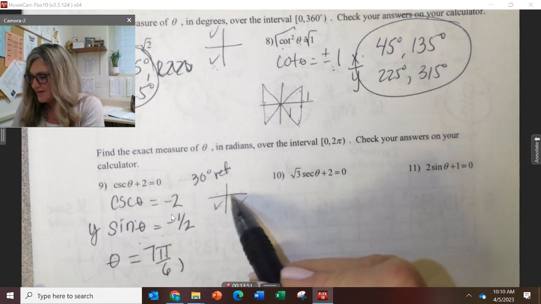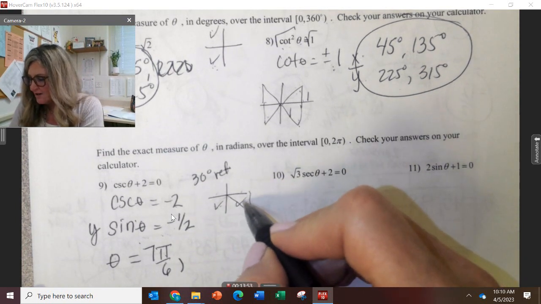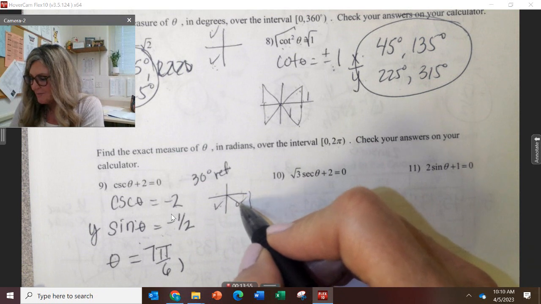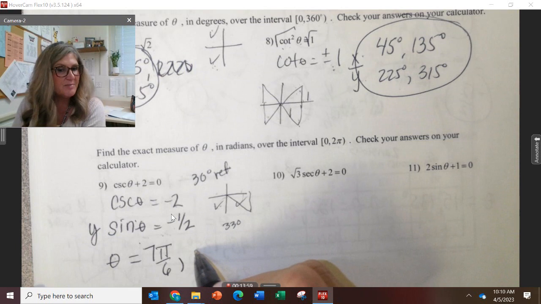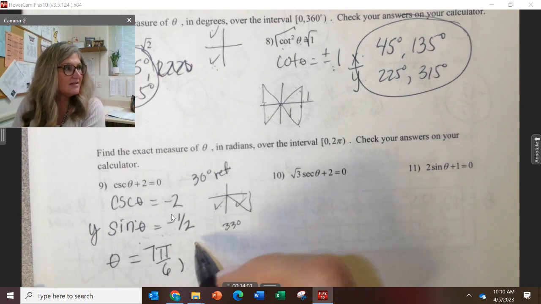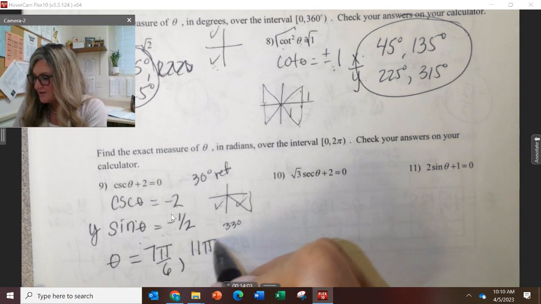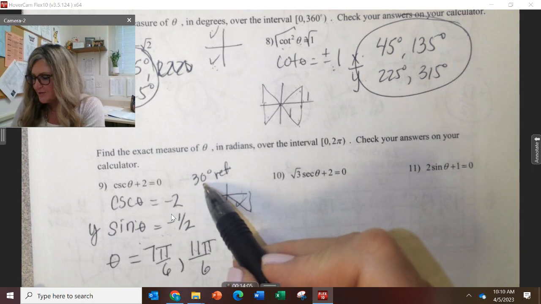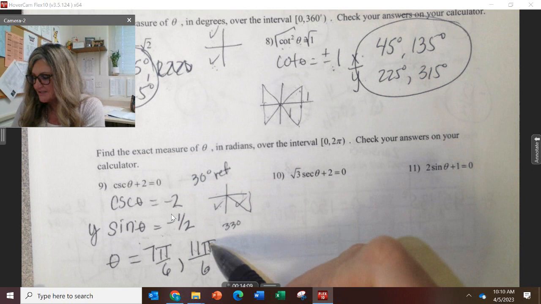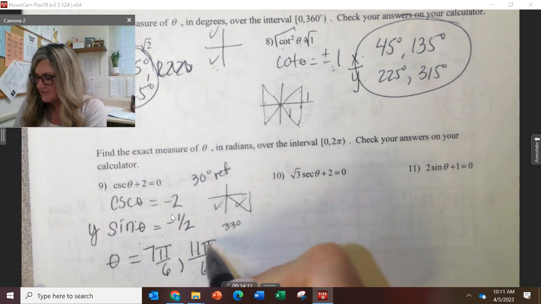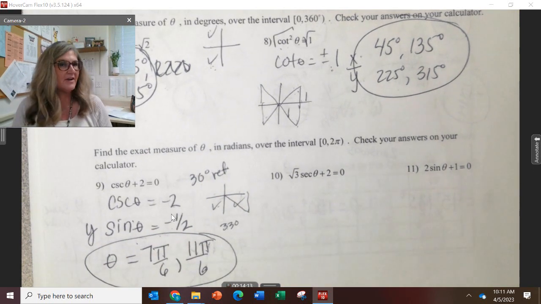Okay, I need a 30 degree reference over here. So what's 360 minus 30? Do you know what the angle would be then? 11 pi over 6. See guys, it's a 30 degree reference, so it has to be a 30 here. 180 divided by 6 is 30. 30 times 11 is 330. Okay? You feel like you're getting a little bit faster with it?